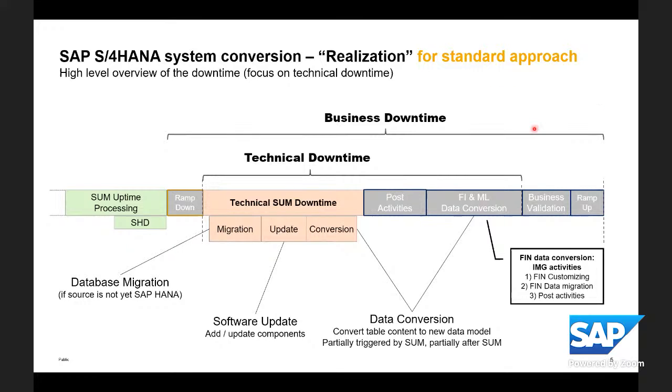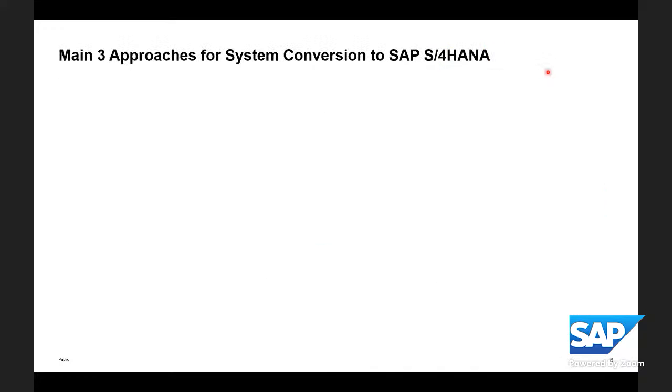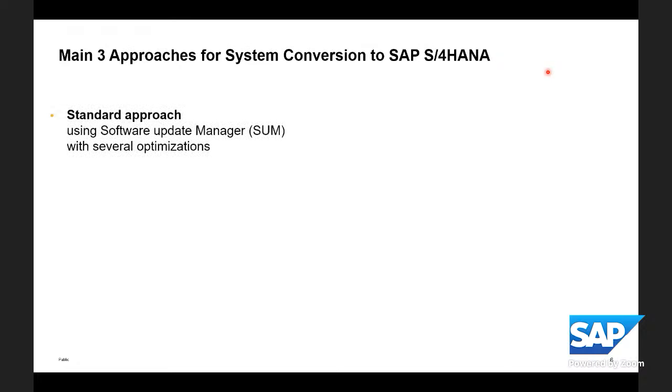Next step is, what kind of possible approaches do we have for the system conversion? Obviously, we have a standard approach. That's what the title says. Now, the next slide is stating there are 3 main approaches. We will discuss this in more details later. We have the standard approach that we had a look at, the major blockers. Of course, this standard approach allows optimization, downtime reduction as well.